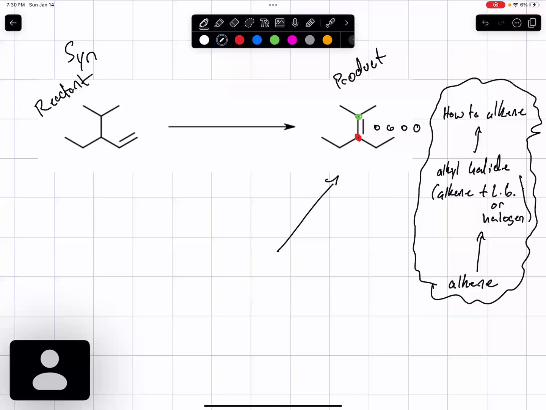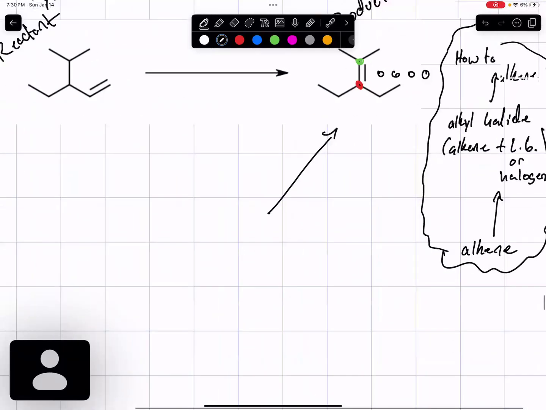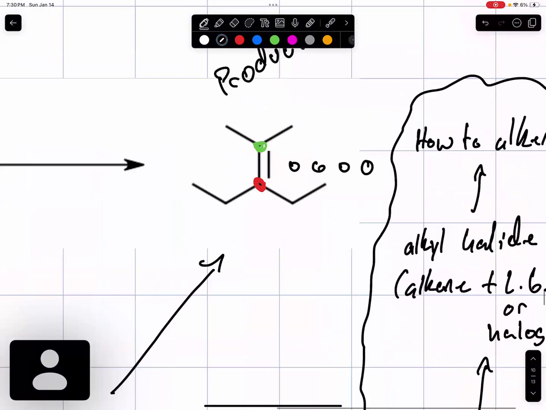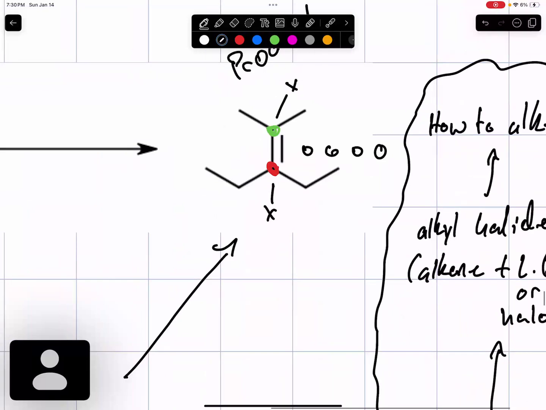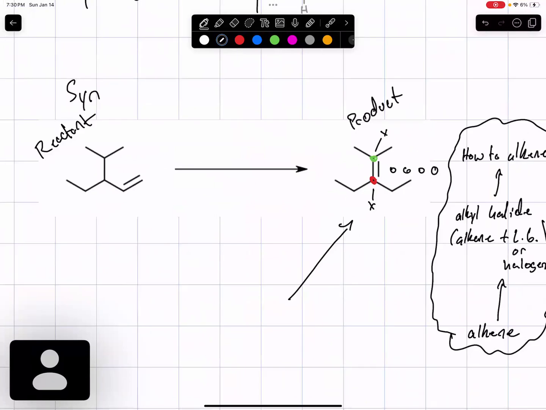How do you make an alkene? From an alkyl halide. Okay, so that alkyl halide will have a halogen either here or here. Let's look at our reactant. Where is it more likely to have been placed? Where is that halogen being placed? Is it being placed in green or is it being placed in red? Think.